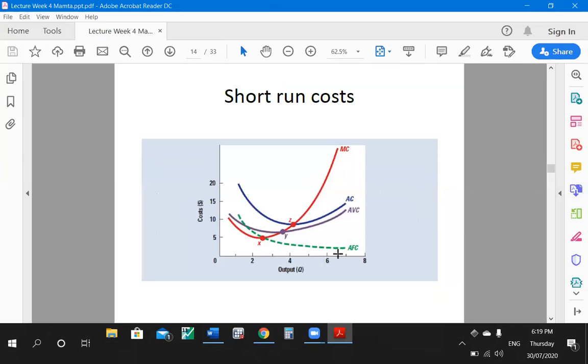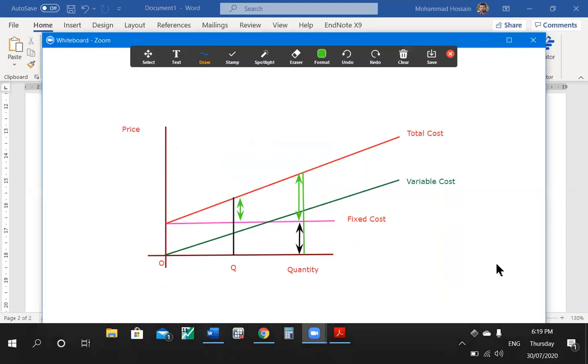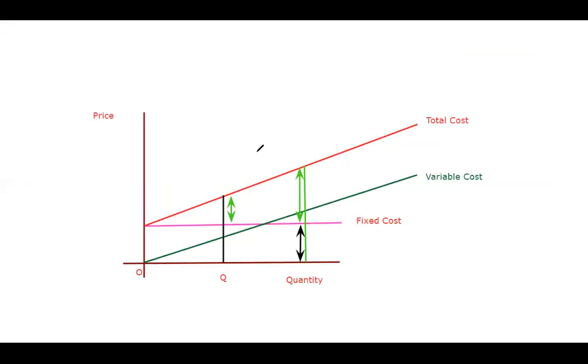Okay, marginal. I have to show you these three things. Let me show you that. Average fixed cost also drops very quickly. Let me show you how it looks. I think I should show you in this one. I'm going to delete these things now. I don't need these things now to show you.